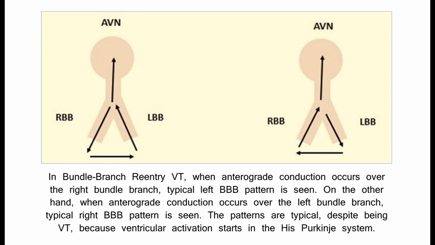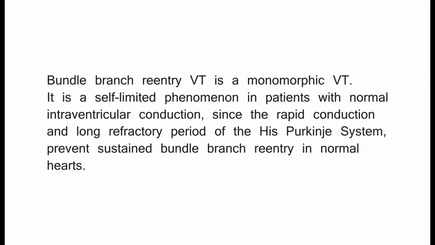In bundle branch reentry VT, when anterograde conduction occurs over the right bundle branch, typical left BBB pattern is seen. On the other hand, when anterograde conduction occurs over the left bundle branch, typical right BBB pattern is seen. The patterns are typical, despite being VT, because ventricular activation starts in the His-Purkinje system. Bundle branch reentry VT is a monomorphic VT.